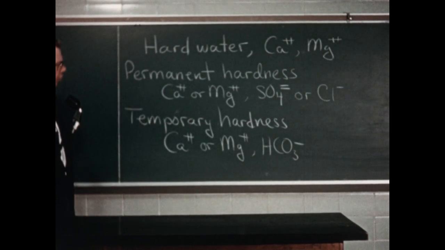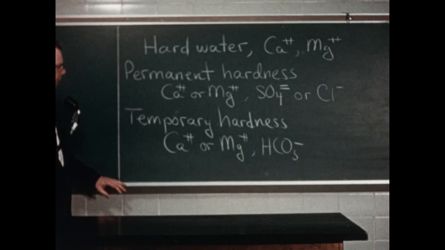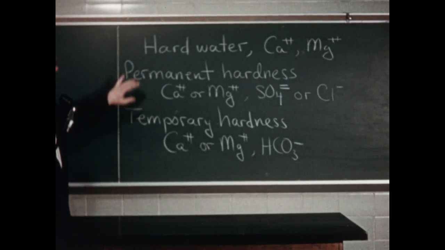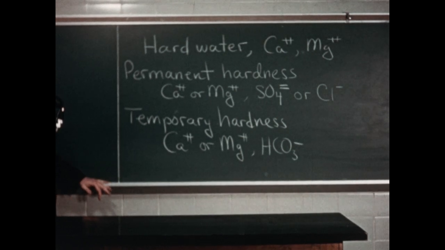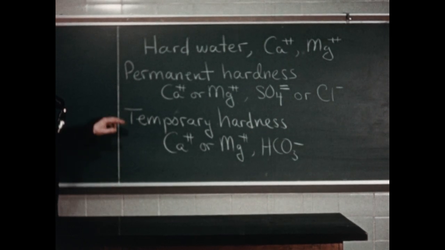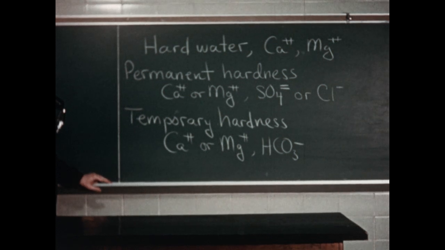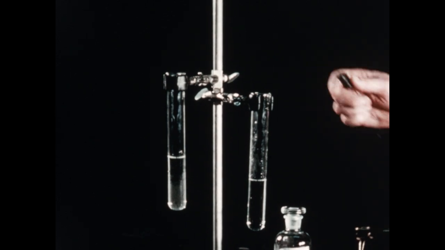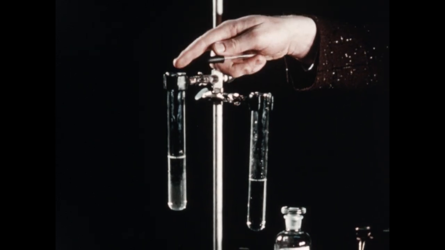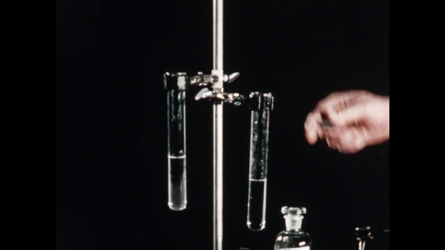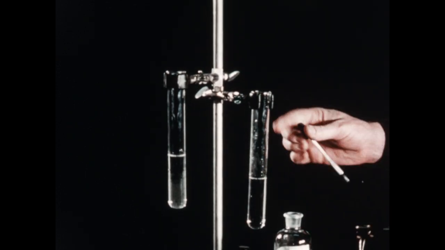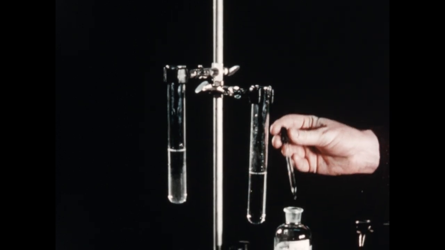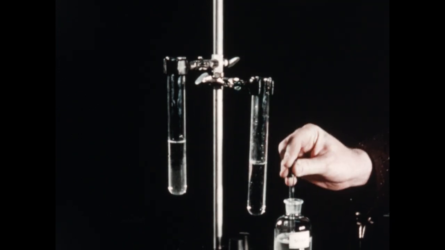Calcium and magnesium ions react with soap to form a precipitate. Hard water, therefore, requires a considerable amount of soap because much of the first portions of soap combine with the calcium and magnesium and are removed from the solution. We will demonstrate the reaction of these ions with soap in the two tubes in the setup. The tube on the left contains tap water, and the tube on the right, distilled water. To each tube, we will add several drops of soap solution.